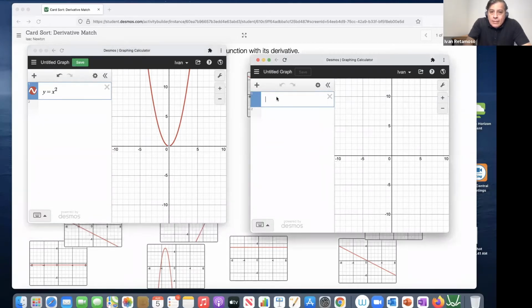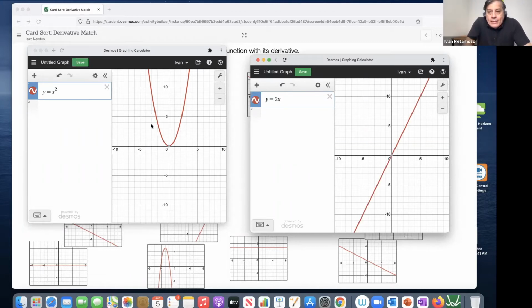But now, what would be the graph of the derivative of this function? Well, we can graph the derivative. And by the way, what is the derivative of x squared? Anybody could tell us or write it in the chat? Derivative of x squared? Twice x, right? Excellent. Twice x. So let's graph the function y equals 2x, the derivative.